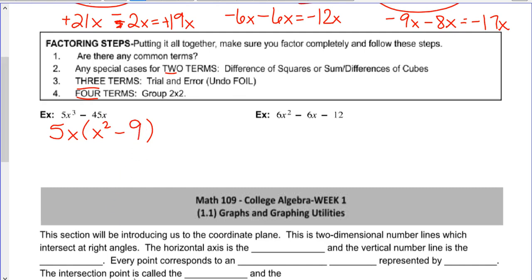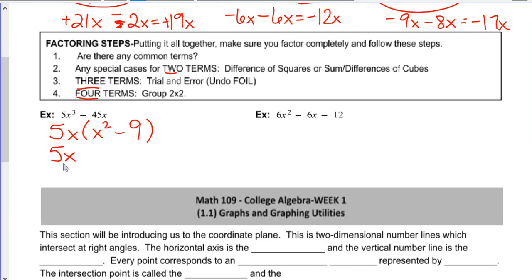And the question would be, can I go further? Inside here with this x squared minus 9, that's a difference. Is it a difference of squares? Is it a difference of cubes? Or am I done? It may not break down. If this is a plus here, you're done. It won't break down. But since this is a minus, it is definitely a difference of squares.